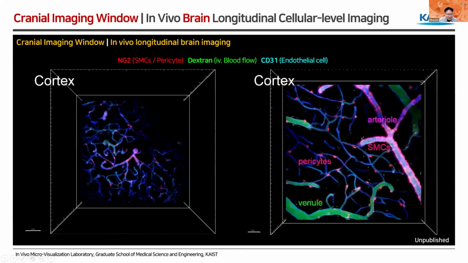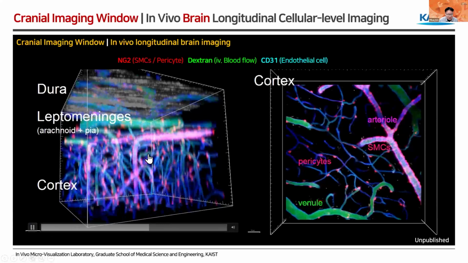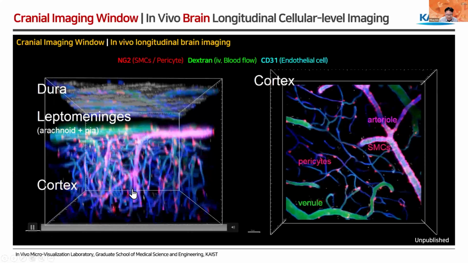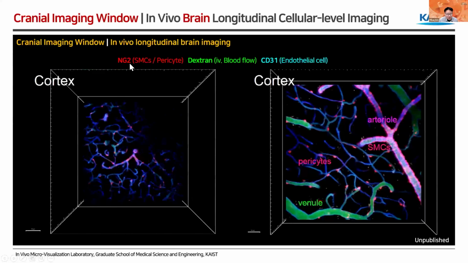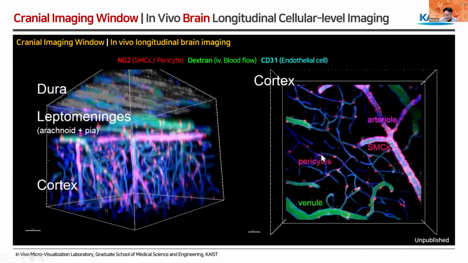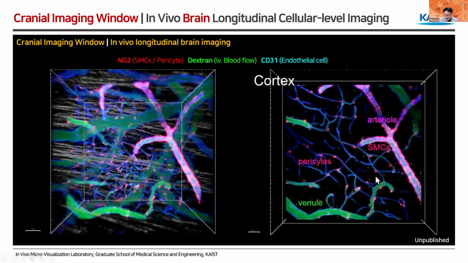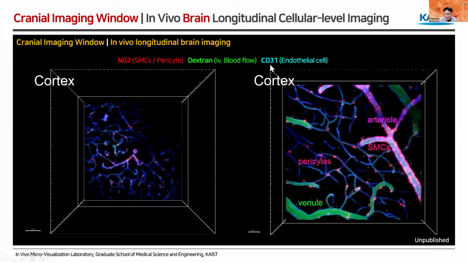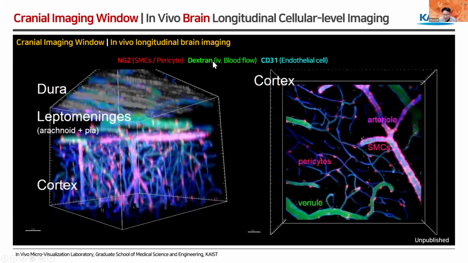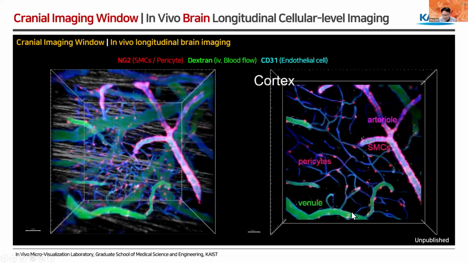So this is one example. These are in vivo 3D images obtained through the cranial imaging window. Here, we can nicely see the dura, the meninges, and the cortex. In this particular example, we use an NG2 DsRed mouse model, so we can nicely identify the individual pericytes in the capillary and smooth muscle cells in the arteriole in red color. And then by injecting CD31 antibody, we can nicely label the blood vessel endothelial cells. We can also inject FITC dextran to see the blood flow in this mouse model, as you can see in here.